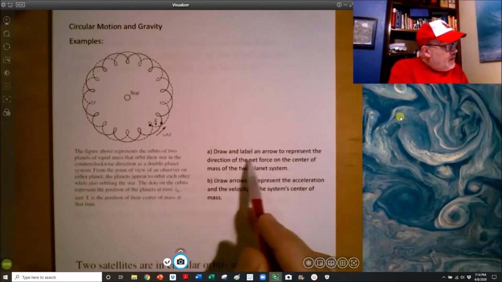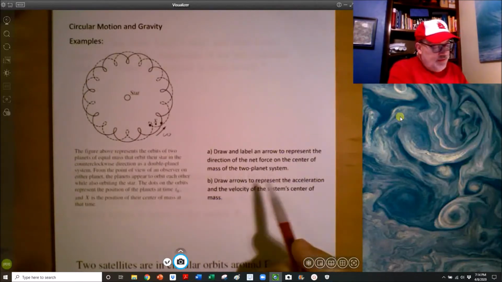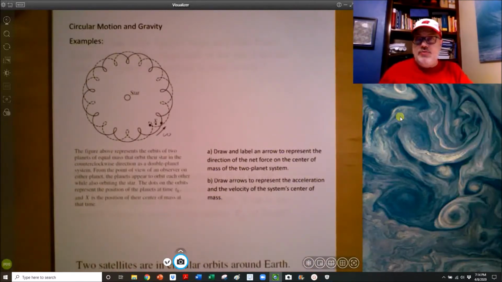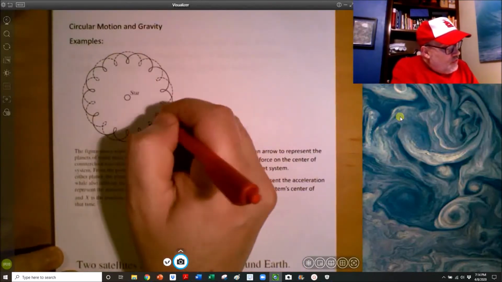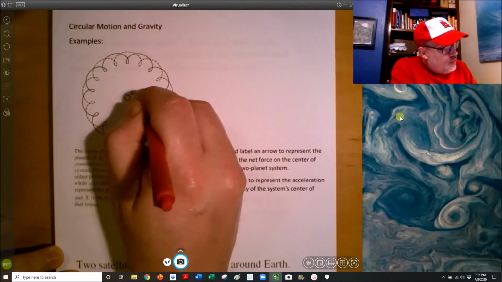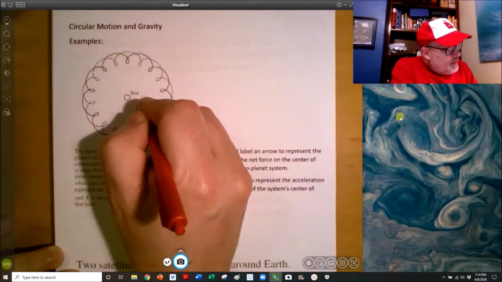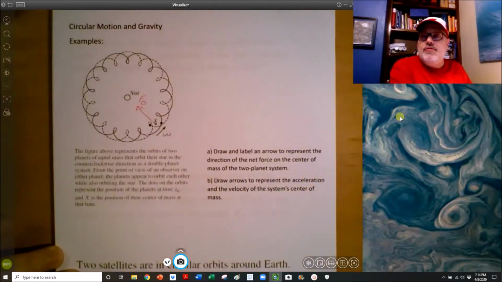Now, draw and label an arrow to represent the direction of the net force on the center of mass of the two-planet system. Well, it's the same as it always was. The object is going in a circle, or the system in this case is going in a circle, so there must be a force towards the center. Now, don't label it FC, label it what it is, which is gravity.